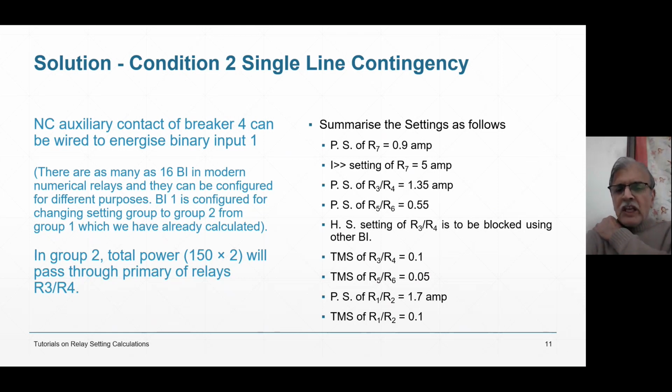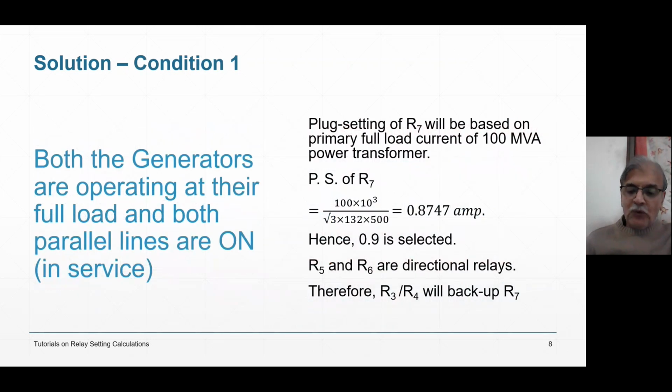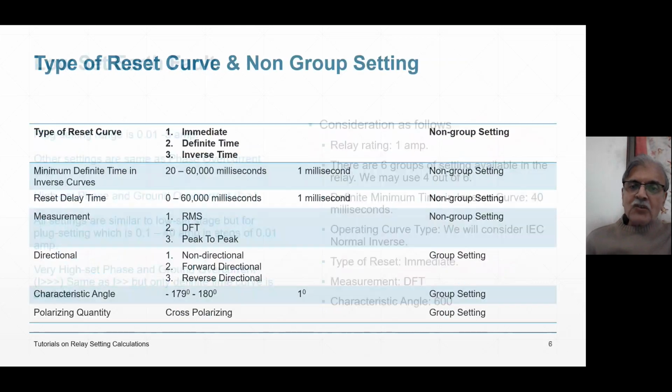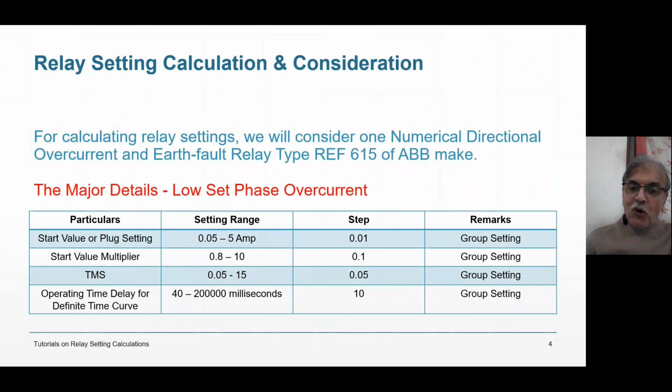So TMS of R3, R4 is 0.1. TMS of R3, R4 was different in the earlier case. Here it is 0.1. In the earlier case, I could not set 0.1, because R5, R6 has to be less than R3, R4, right? When both the lines are on.